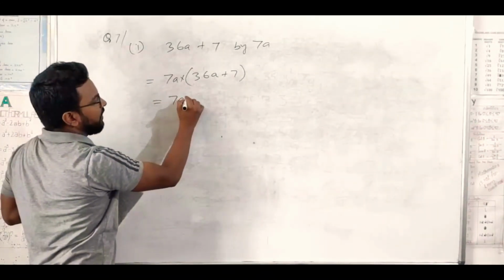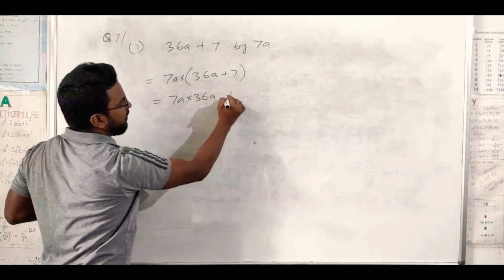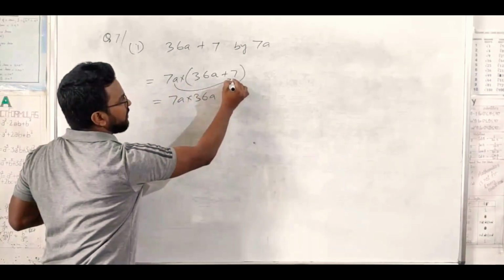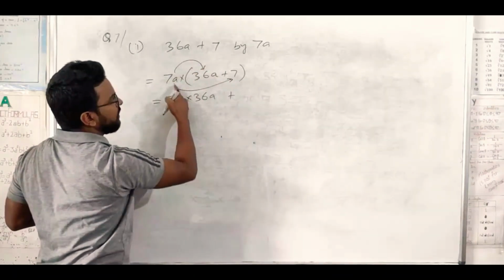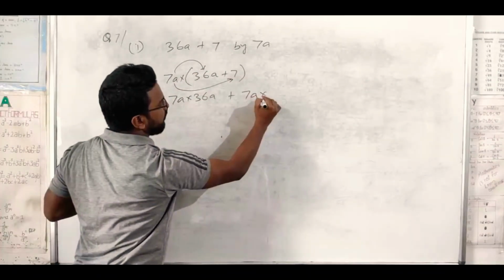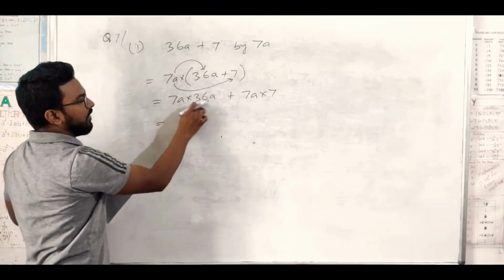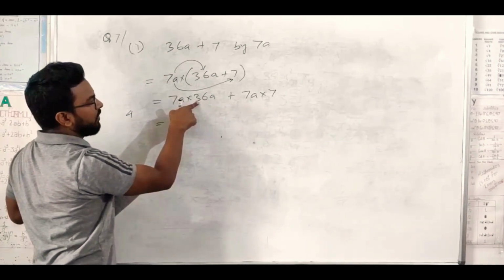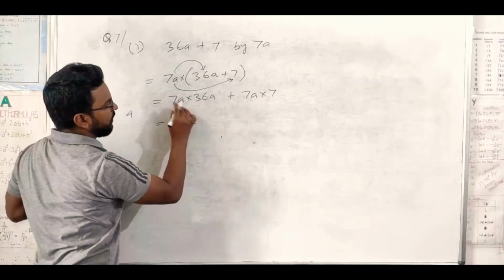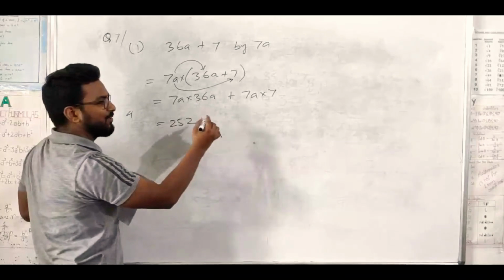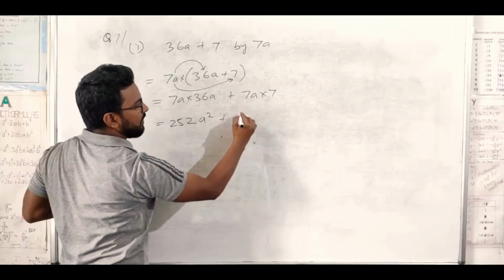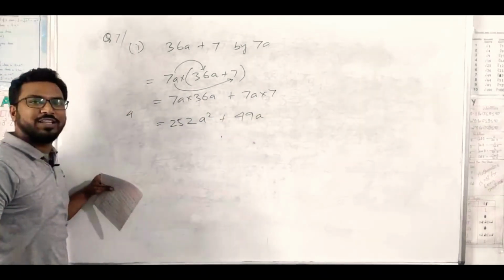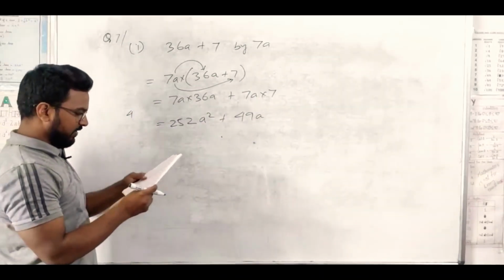First you multiply 7a into 36a. What sign is there? Plus. So you'll put plus. Next again you have to multiply this one with this. First you multiply this one with this, then next is 7a into 7. So if you multiply, 7 6s are 42, 4 carry, 7 3s are 21, 21 plus 4, 25. A into a, it will be a square, plus 7 7s are 49 into a. This will be a. So that will be our answer. We'll do the next question.